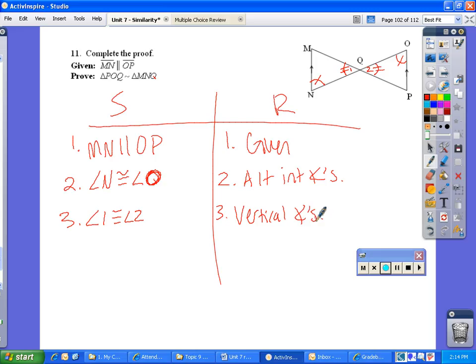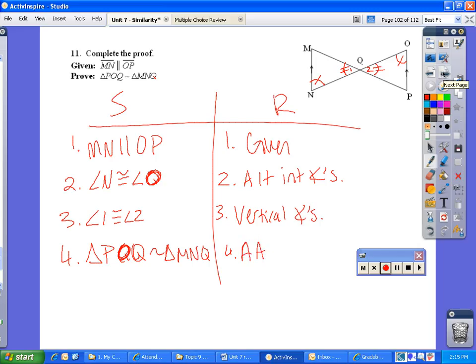Now, we also know that P and M are congruent, and that's for the same reason as reason number 2. And if you want to use those, you're welcome to use those as well. But just having these two pairs of angles that are congruent makes the triangles similar. So I'm going to recopy what was asked to be proved: triangle POQ is similar to triangle MNQ, and that is by angle-angle.